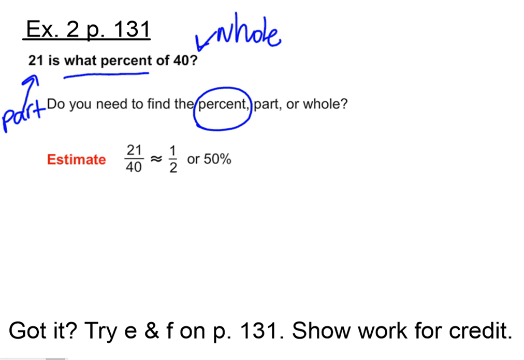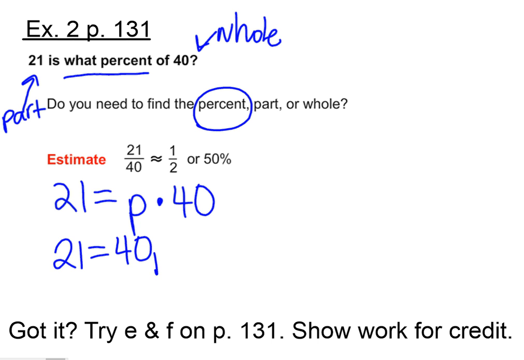We know the part is 21. So 21 is what percent? I'm going to call that P times 40. So I'm going to rewrite that as 21 equals 40 times P. That way I can solve for my variable P. To do that, you just use the inverse operation of multiplying, which is division. 40 divided by 40 cancels out.